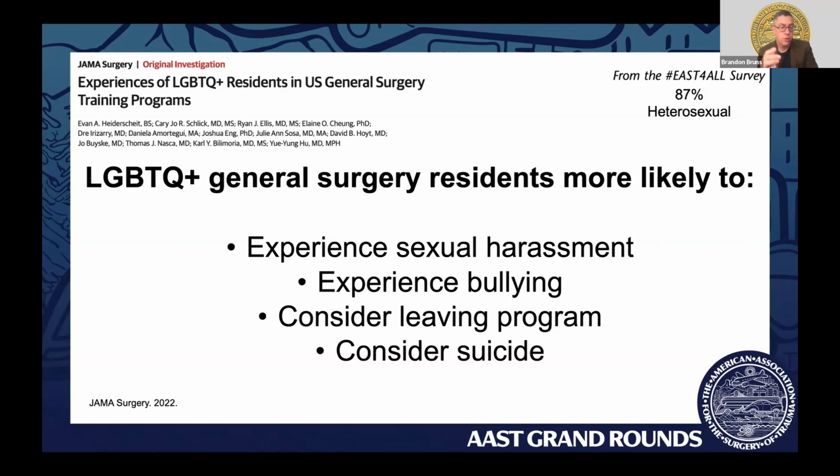This is a survey of general surgery residents. This was done after the 2019 ABSITE exam. You'll remember from our East for All survey, 87% of respondents identified as heterosexual. LGBTQ plus general surgery residents were more likely to experience sexual harassment, bullying, and most of that bullying was actually done at the hands of the attending surgeon. They actually considered leaving the program in higher numbers, and they considered suicide in higher numbers than the straight peers.